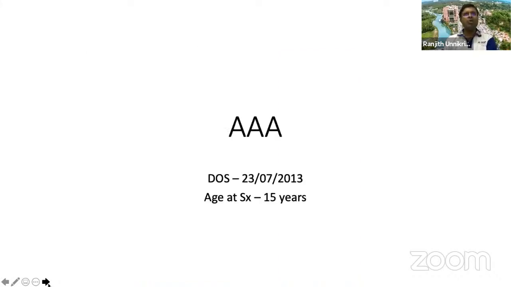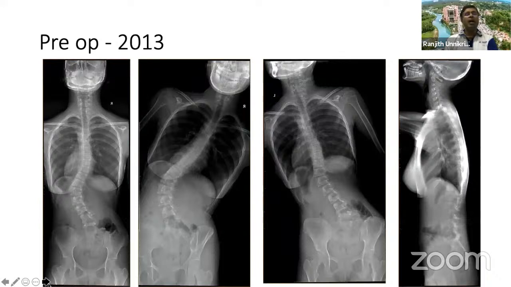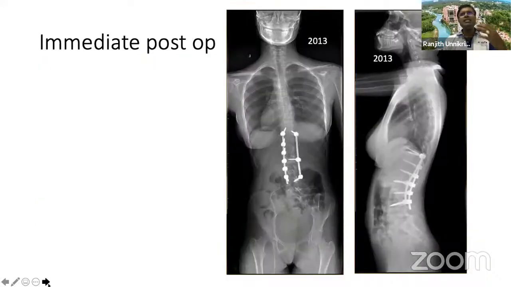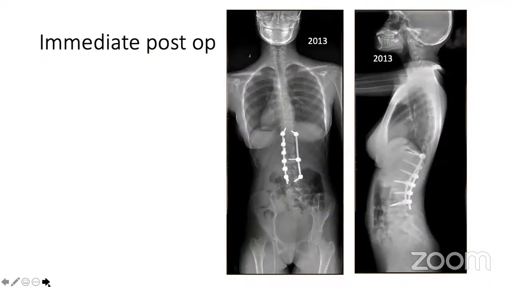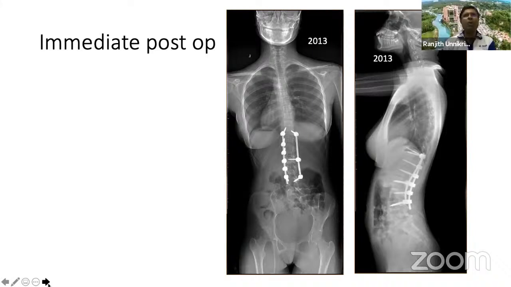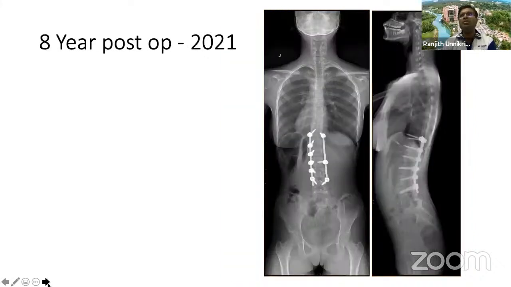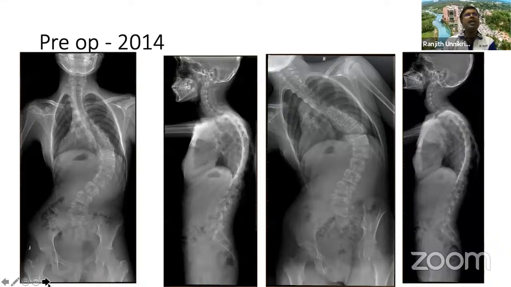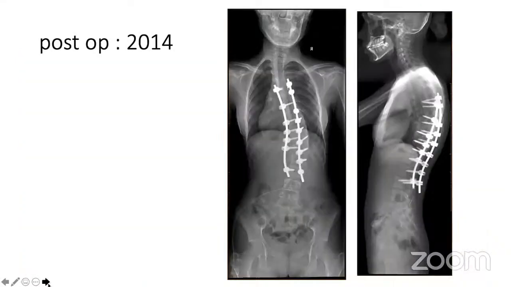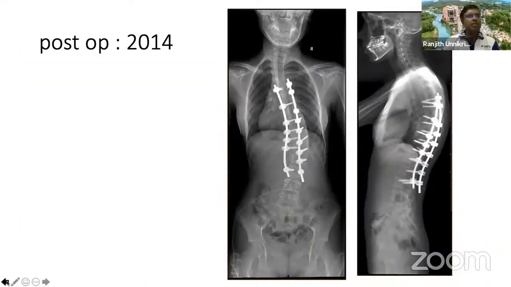Another operating in 2013, she was 15 years of age. I'm a kind of reformed anterior surgeon. I go and stop, if possible, at 3 and never try to go behind 4. In 2013, this is an 8-year follow-up, still balanced well. Again, a similar patient, concave. So you should also see the complication.